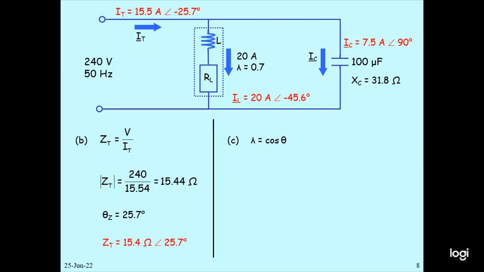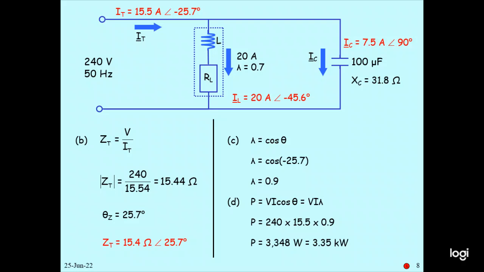And the power factor lambda is equal to cos theta. Then you calculate cos of minus 25.7, and you get 0.9. And the power P is equal to VI cos theta, which is 240 times 3.5 times 0.9. You get 3,348 watts, or 3.35 kilowatts. You can calculate that.